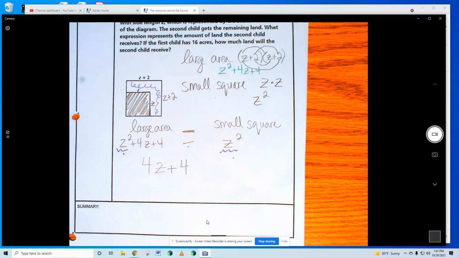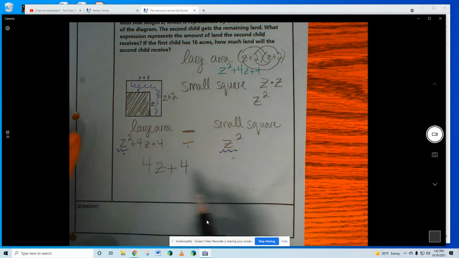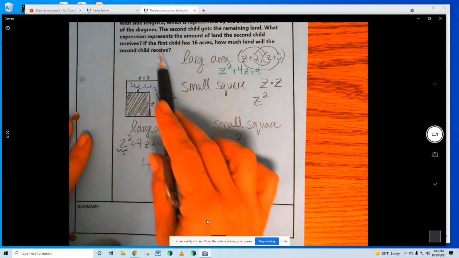And then you're thinking, well, that doesn't really tell me how big the space is. I do have to leave it like this. My answer is just going to be a binomial with a value that I don't know. So that happens. There's no equal sign. I'm not solving for anything. So this is all I can do. So my answer is the son would get 4Z plus 4.